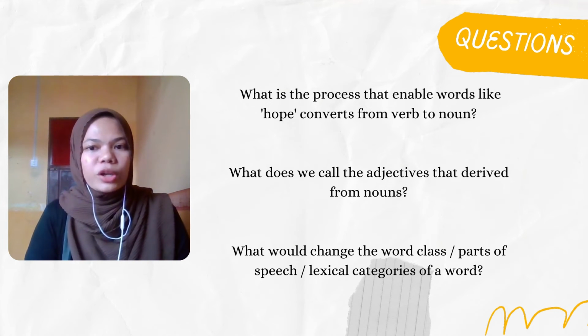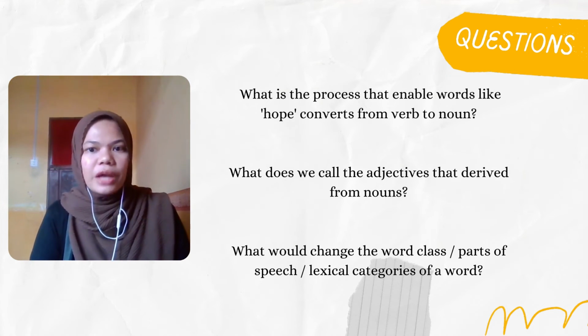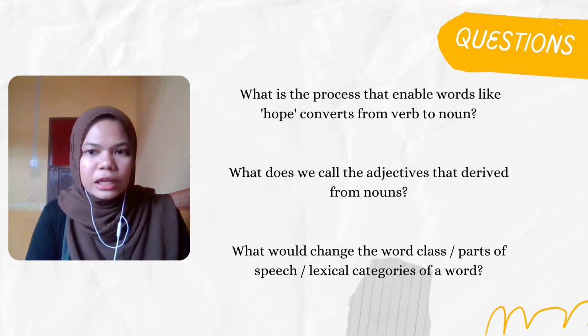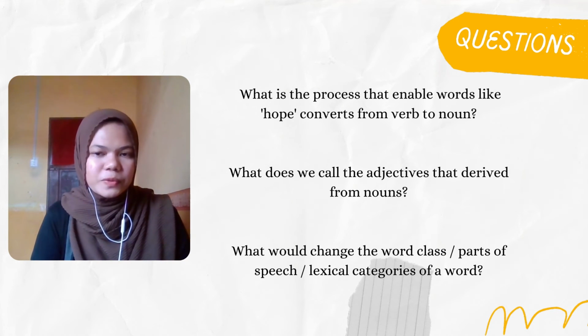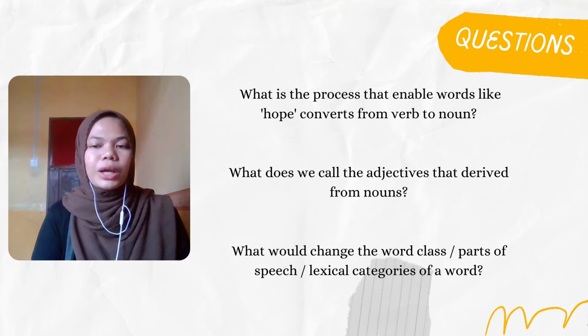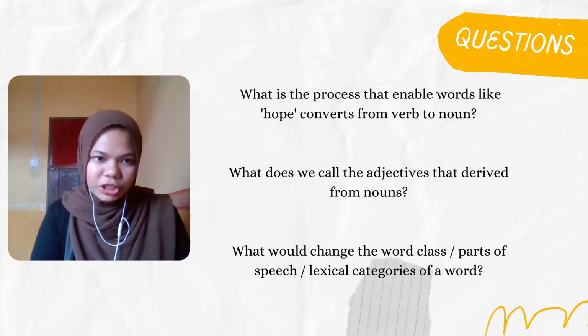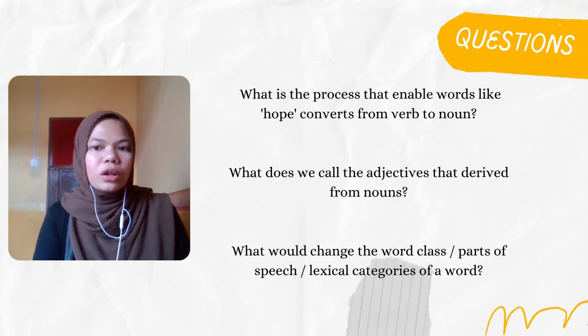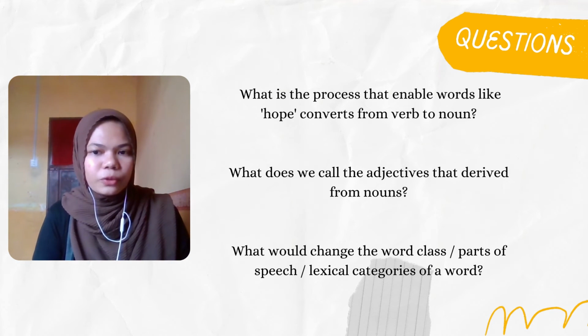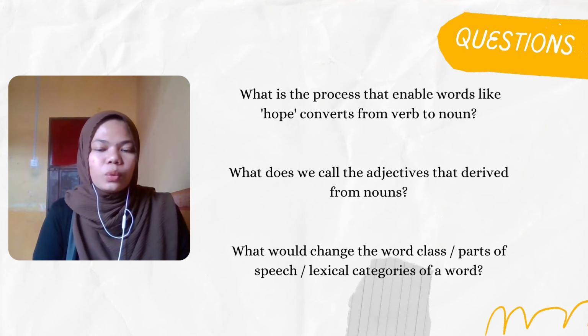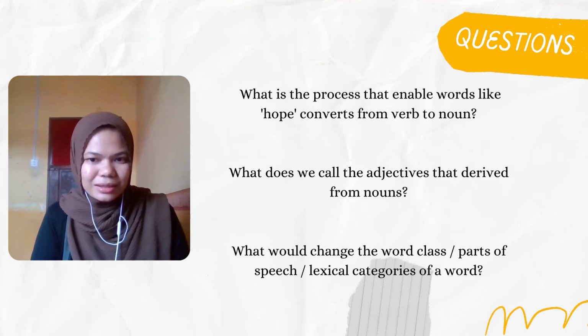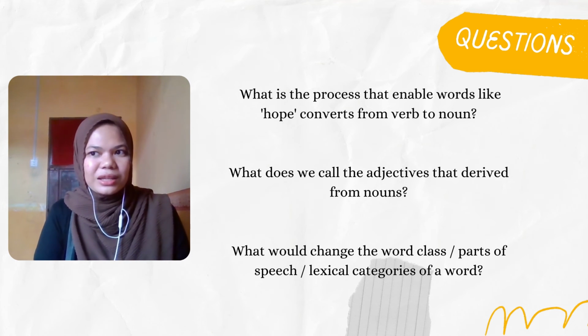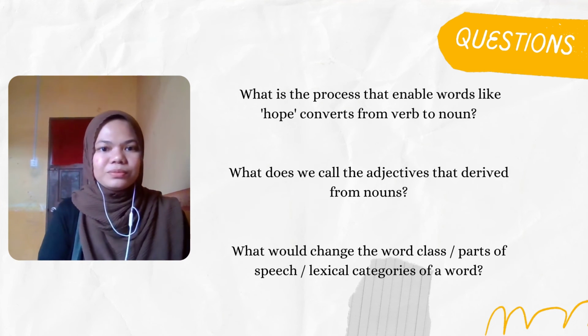So here are some questions to refresh our understanding. What is the process that enables words like hope to convert from verb to noun? The conversion process. What do we call the adjectives that derive from nouns? The adjectival nouns. What will change the word class or parts of speech or lexical categories of a word? It is the derivational morpheme.